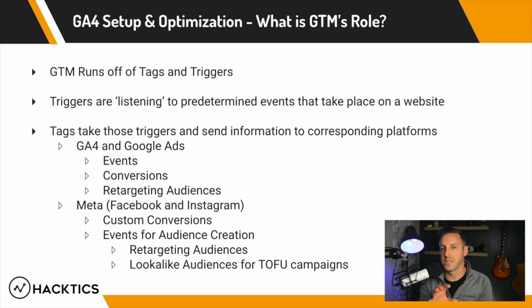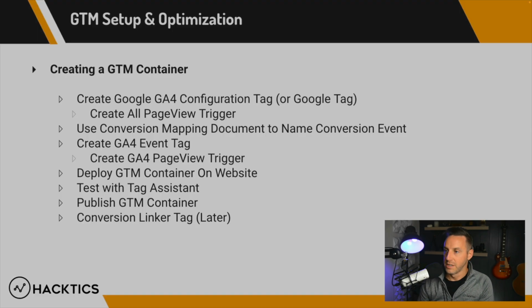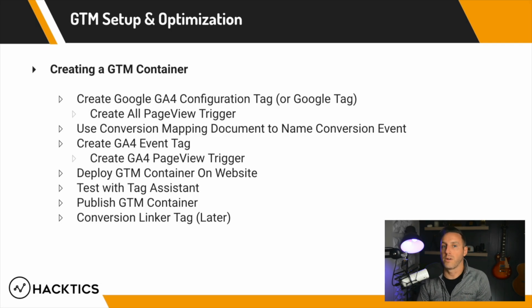But yeah, really Google Tag Manager is the spot to be doing all of this. So this is what we're going to be doing inside of Google Tag Manager. First, we're going to create the container. We're going to create a GA configuration tag, known as a Google tag now. And then we're going to make sure that it's connected to all pages. It's listening to all of our pages. We're trying to harvest data from every single thing.